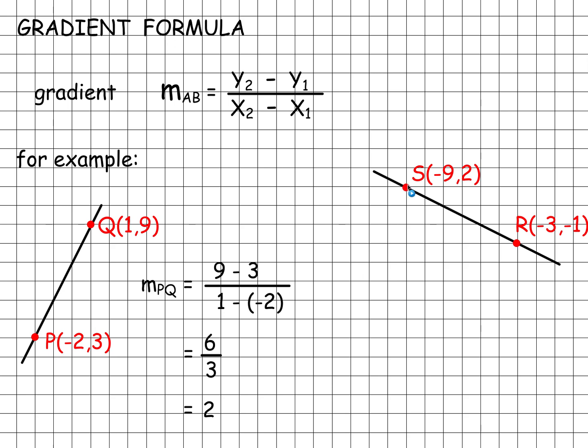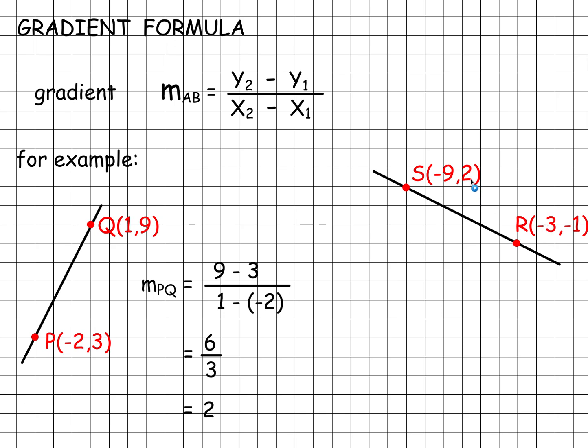Here I should expect a negative gradient. This line's going down the way to the right, so it's a negative gradient I should expect, but that will come from the difference in y coordinates over the difference in the x coordinates. If I look at the y coordinates, it's y coordinate 2 here, and y coordinate -1. From 2 to -1 is a difference of 3, and the x coordinates is from -9 to -3, that's a difference of 6.